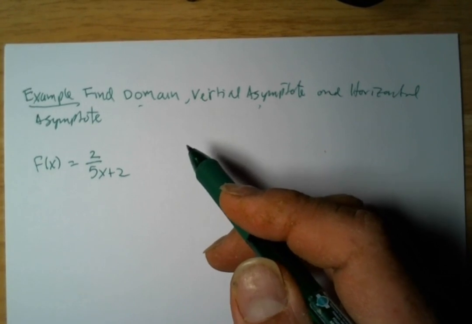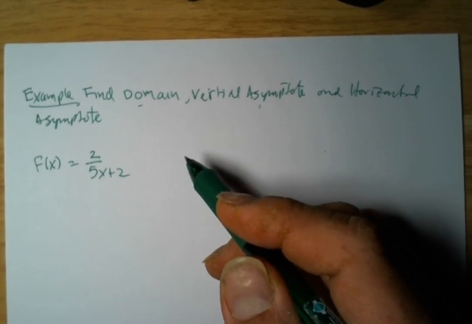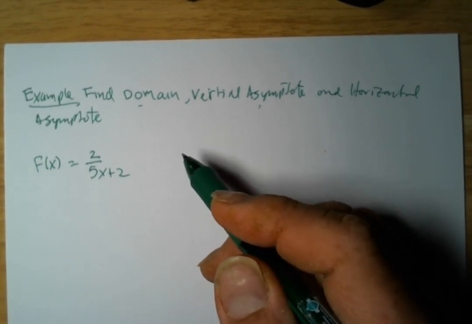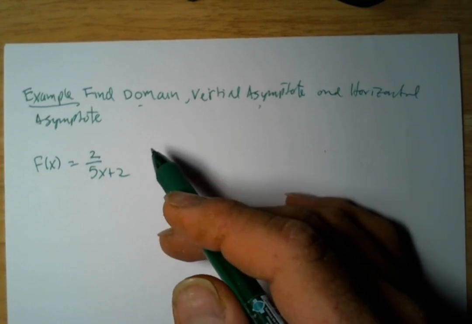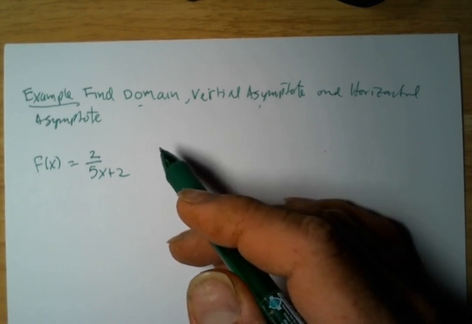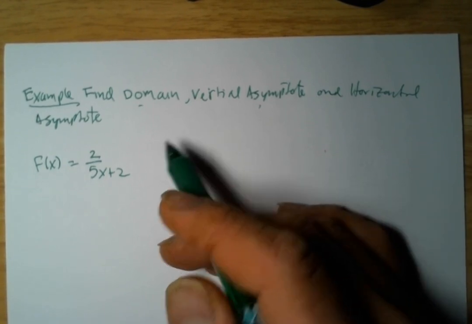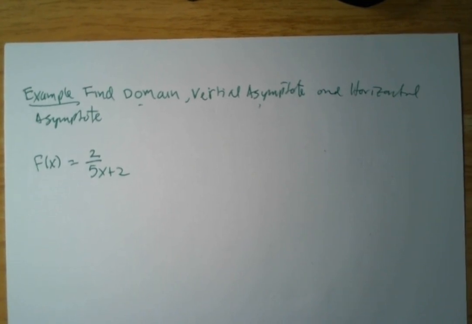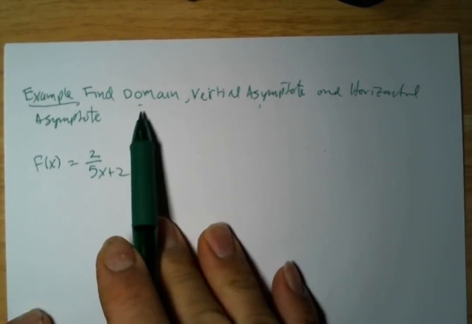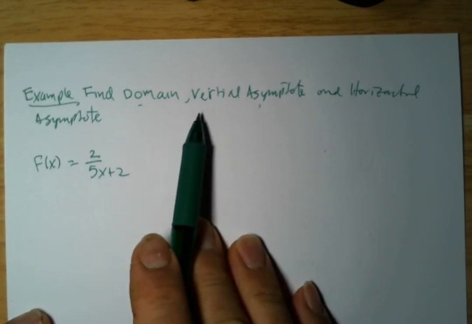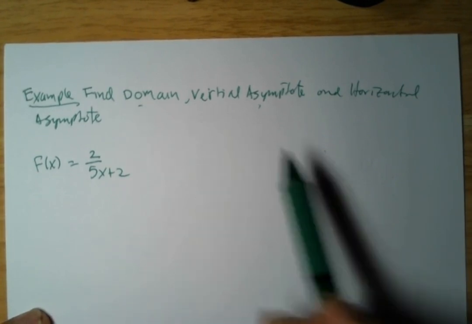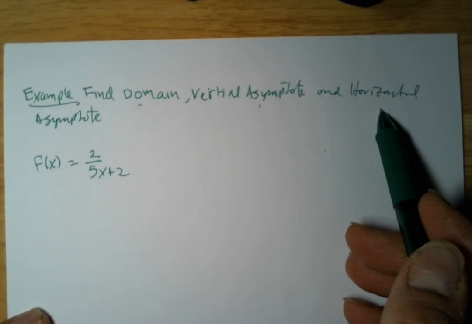As we'll see, in some cases we'll have a hole in the graph, and there we'll be dividing by zero, but another piece of the numerator will also be zero, leading to an undefined value. But that'll get into at a different time. For now, we'll take a look at finding domain, vertical asymptotes, and a horizontal asymptote. This has to do more with end behavior.